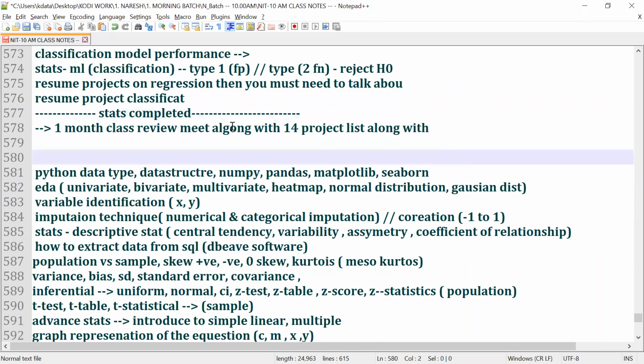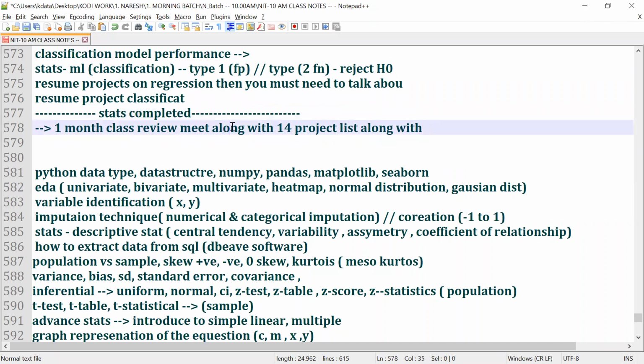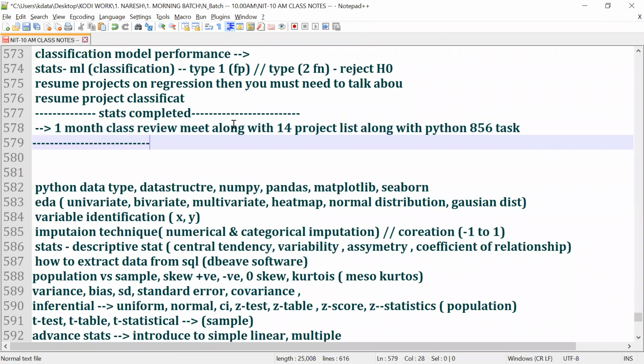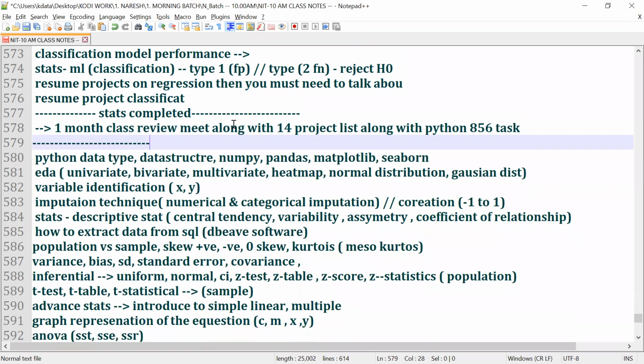One month class review meet along with 14 project list, along with Python, 856 tasks. Clear? Yes or not? Understand everyone? So this is what we have for now.